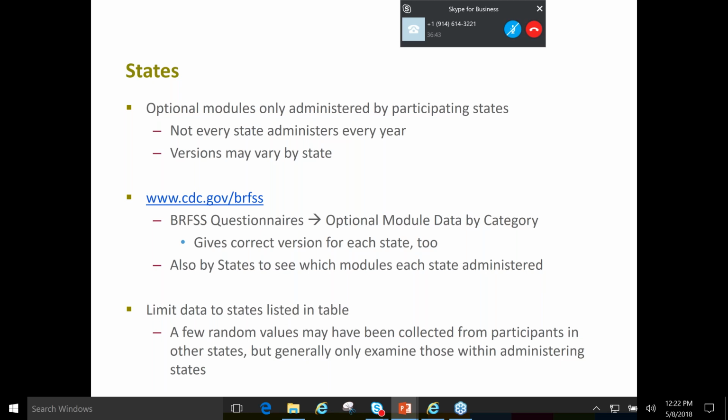And so that's by module category. So you can look up the subjective cognitive decline module and see which states administered that module. Alternatively, if you work in a state health department and you aren't familiar with this, there's also a state by module listing on that same page where you can look up what state you live in and see which modules were administered for that particular year in your state. So we limit data to the states listed in the table. Occasionally a few random values might have been collected for participants in other states, but generally we only examine those that were administered within the states that are listed within that table. Next slide, please.